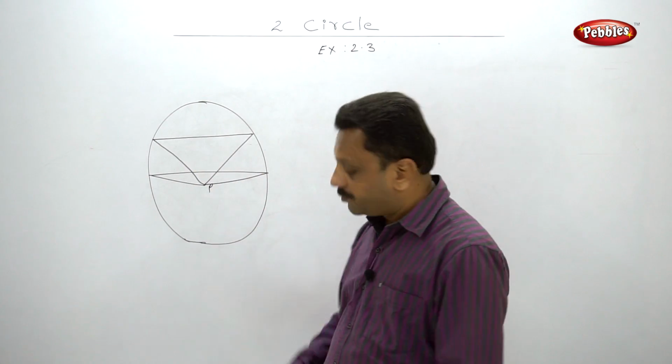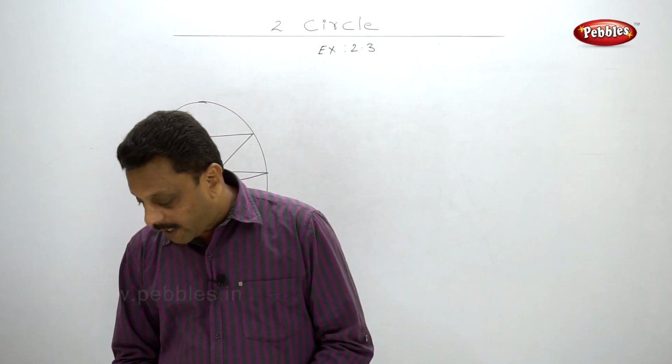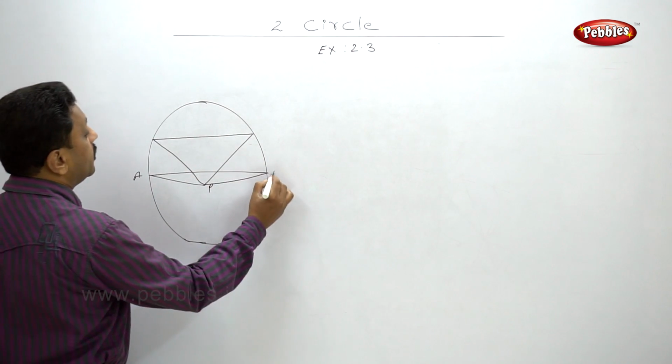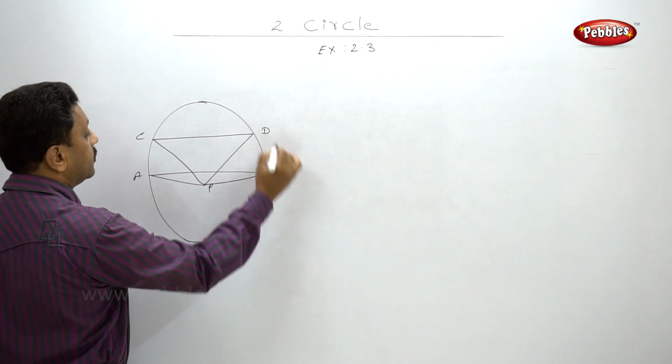In this figure, two chords AB and CD. These are two chords AB and CD.